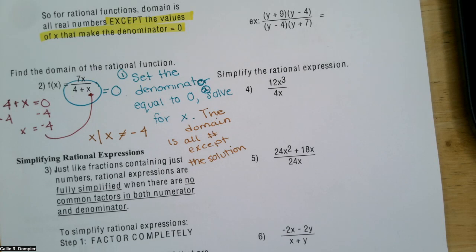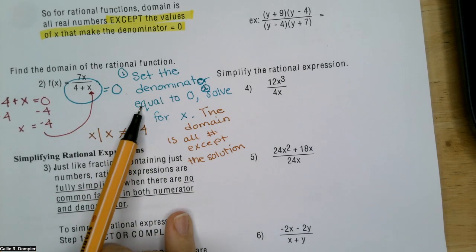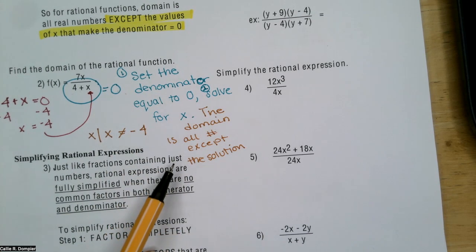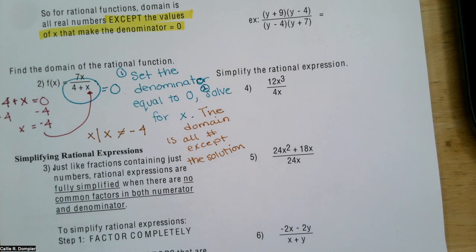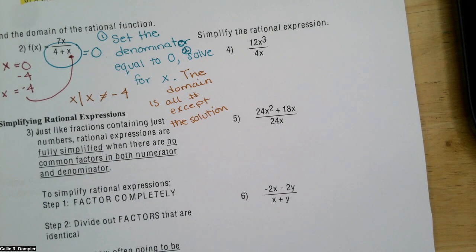Simplifying rational expressions. So that was finding the domain. The domain is: set the denominator equal to 0, ignore the numerator, solve the denominator equal to 0 for x, and then the domain is all the numbers except the answers to part 1 and 2. Okay. Now, simplifying just means put it in its simplest form.